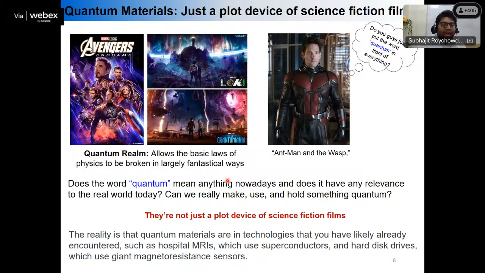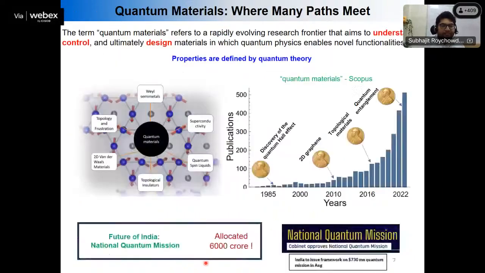Actually, quantum materials are not just a plot device of sci-fi movies, because in reality we are already using quantum materials in our daily life. If we go to a hospital for an MRI, people use a superconductor, which is a quantum material. We use hard disk drives to store our data, which use giant magnetoresistance sensors. These are all applications of quantum materials.